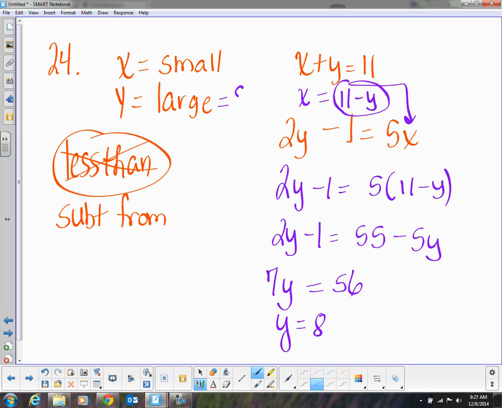If y is 8, what is x? 3. What did they ask for? Look at your multiple choice answers. Did they give you both the large and the small? So if I had happened to solve for y, my answer down here would have been 3, and if you didn't pay attention, you would have picked the wrong one. What else would you like on this page?